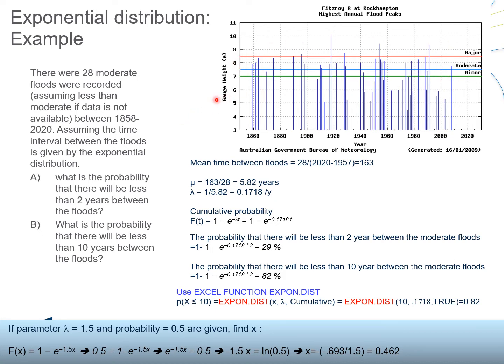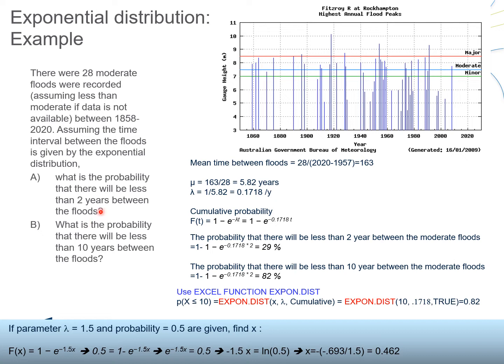There are 28 moderate floods within that period, 163 years. We are assuming that when the data are not available, the floods are below moderate, so we just ignore that. Now the question is, what is the probability that there will be less than 2 years between these moderate floods? What is the probability that there will be less than 10 years between these floods?